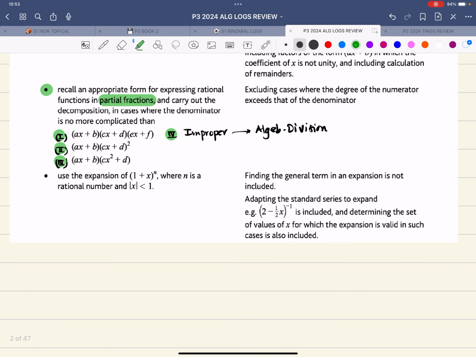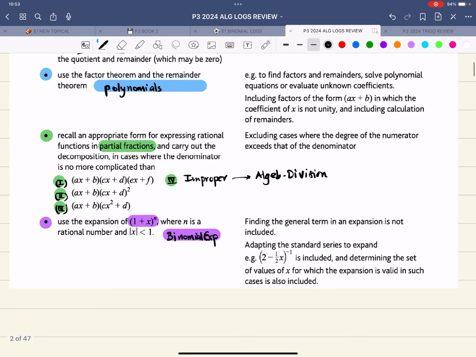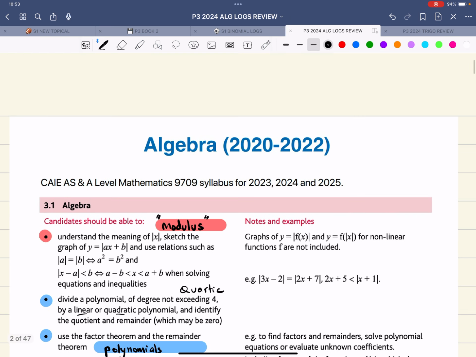And the last one, the purple dot, that is about binomial expansion. So using the expansion 1 plus x raised to power of n. So let me write over here because the name is not written as such. That is binomial expansion, and these are the 4 subtopics of algebra.